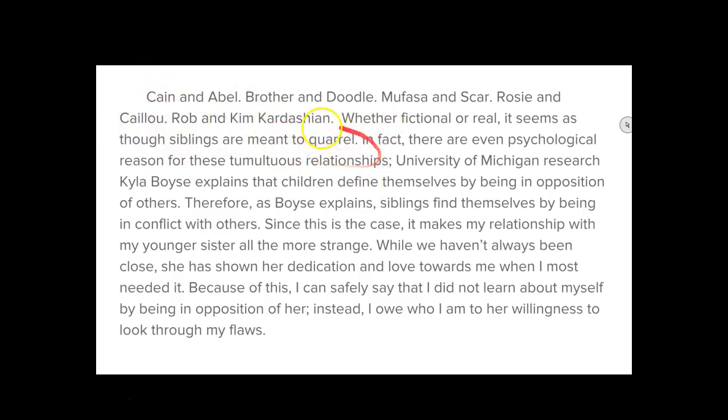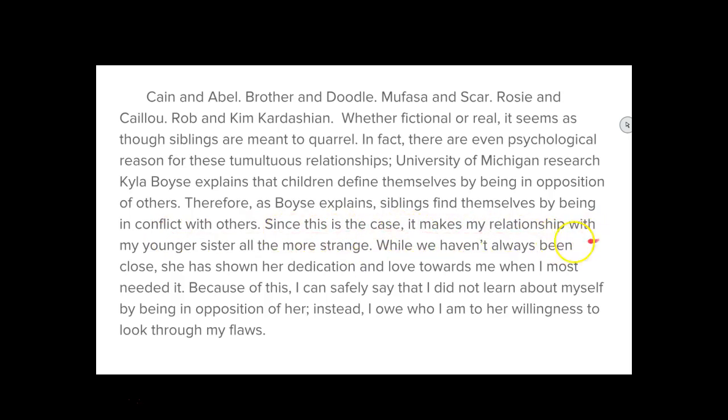Look at all these relationships between siblings that they don't get along. And then it leads to, siblings typically don't get along. In fact, there's a reason they don't get along, but that's not the case. So this transition works really nicely.